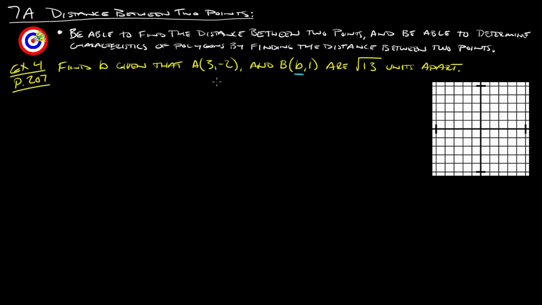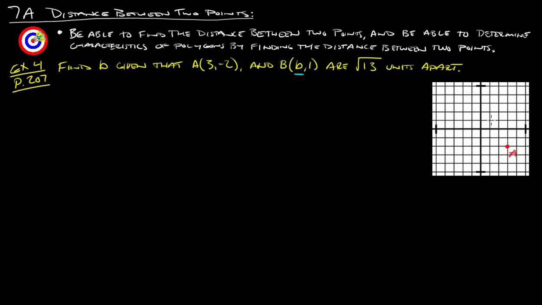This one, we could do the graphing thing, and I'm also going to show you the distance formula way, which is actually probably a little bit easier on this. So let's take a look at both though. Point A is at (3, -2). So there's point A. I'm going to do that in red so it's easier to see.